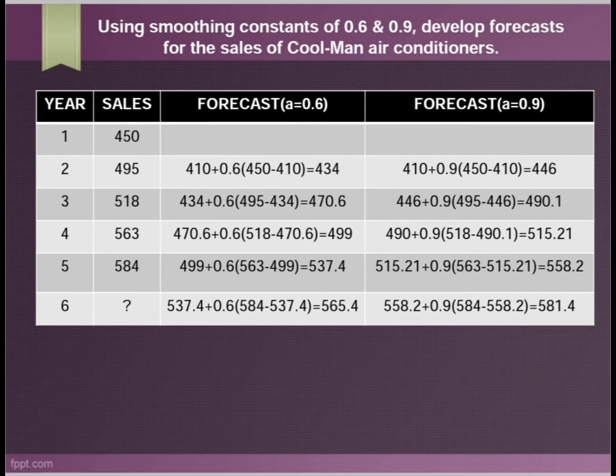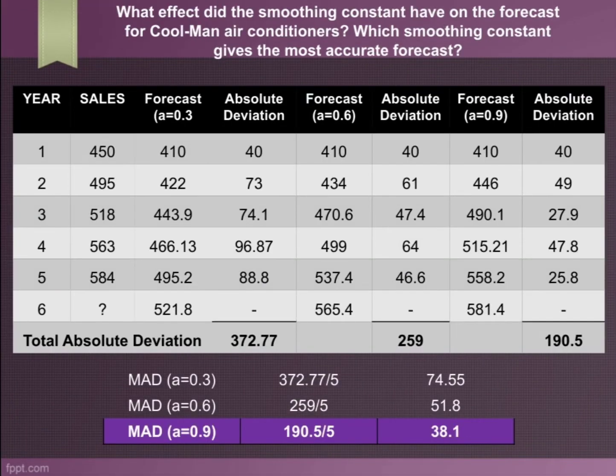So we just have to simply use the formula. Let's jump to the sixth year using the alpha 0.9. So we will get the sixth year forecast by computing the forecast last period, which is 558.2, add the 0.9 alpha multiplied by the difference between the sales last period, which is 584, less the forecast last period. We will get the total of 581.4. So simply use the formula to compute. It is very easy to compute.